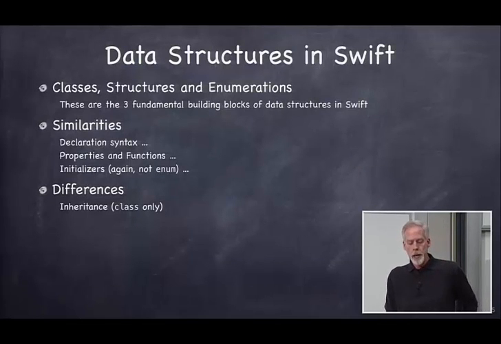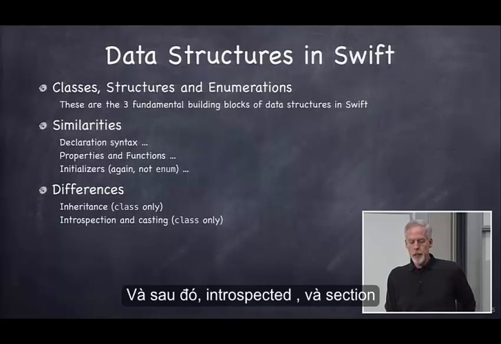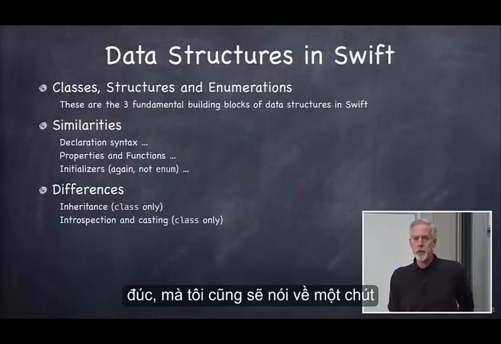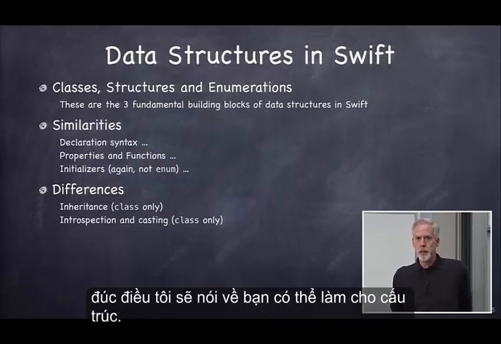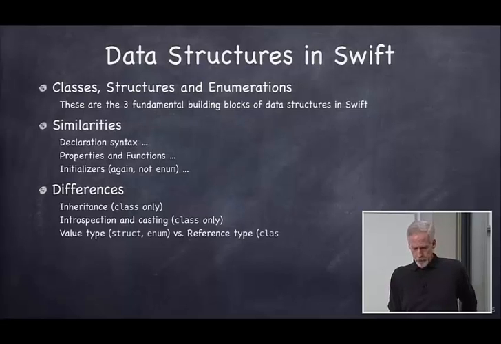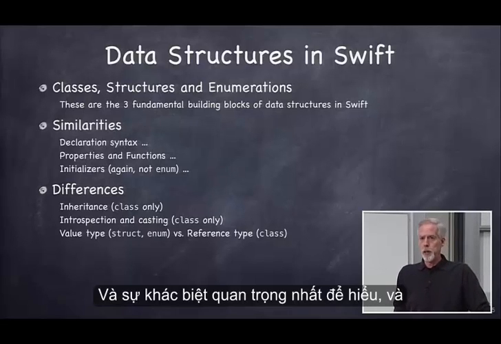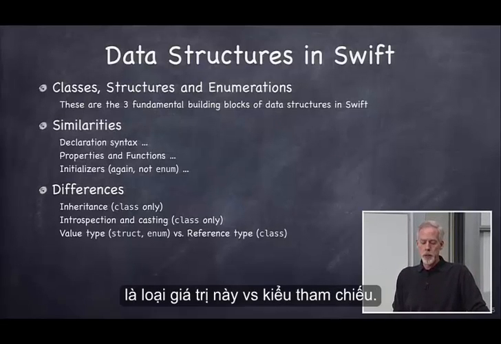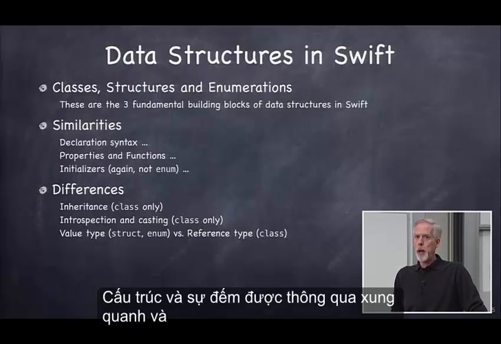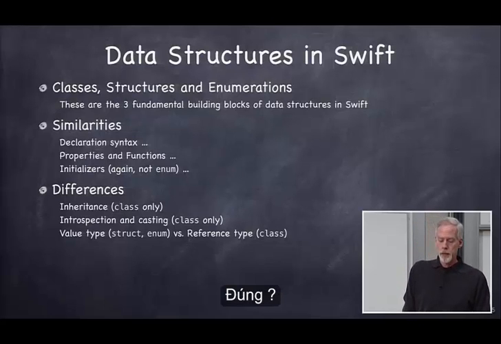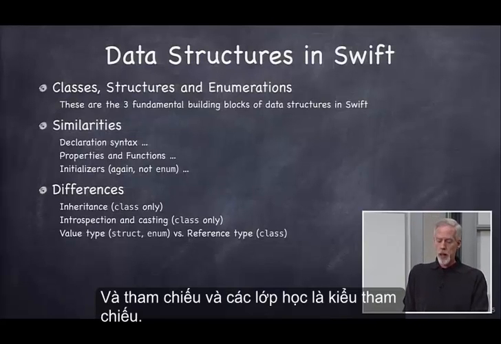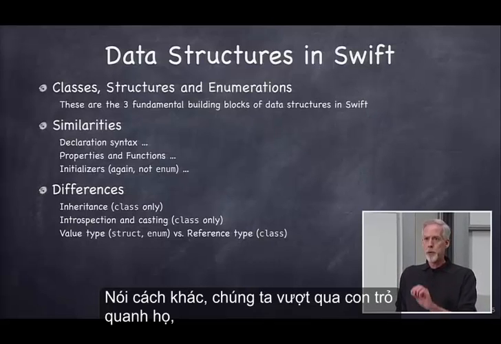It has inheritance. And then introspection and casting, which I'm also going to talk about a little later, those are only for classes. So none of this casting thing I'm going to talk about can you do for structs. And the most important difference to understand, and we really went over this in the demo, is this value type versus reference type. Structs and enums are passed around and stored in variables, copied. And classes are reference types.